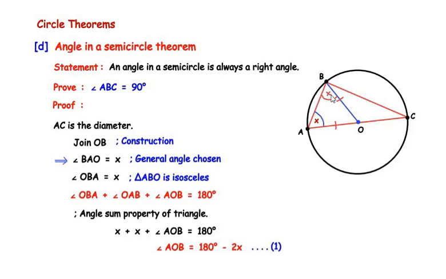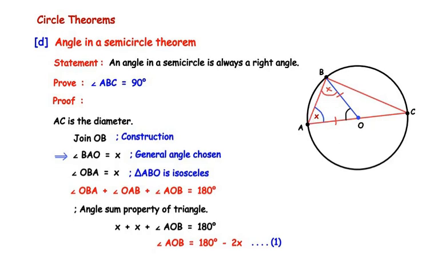Now once we have got these two angles in the triangle, let us find out this angle O by using the angle sum property of triangle. So angle A plus angle B plus angle O will be equal to 180 degrees. So X plus X plus angle AOB will be equal to 180 degrees. Now X plus X gives us 2X and taking it on the other side of the equal to sign, we get angle AOB as 180 minus 2X. And let us consider this as equation 1.